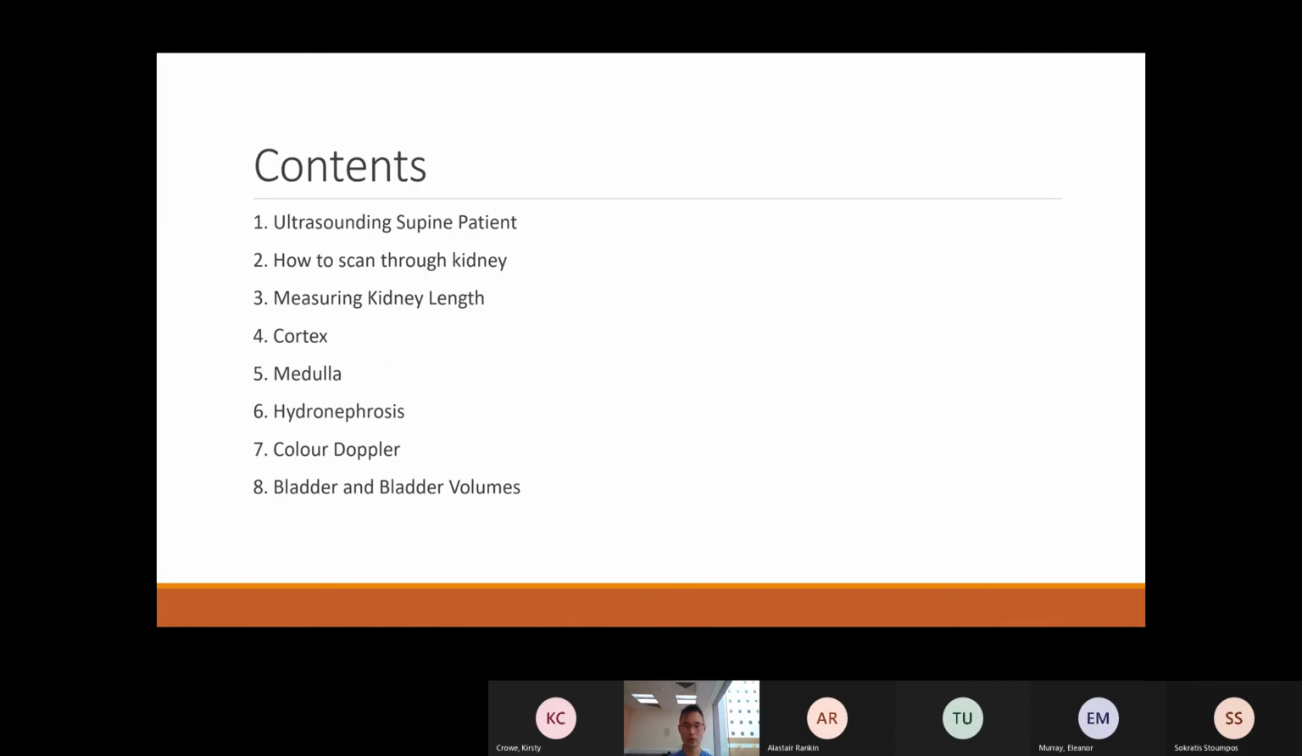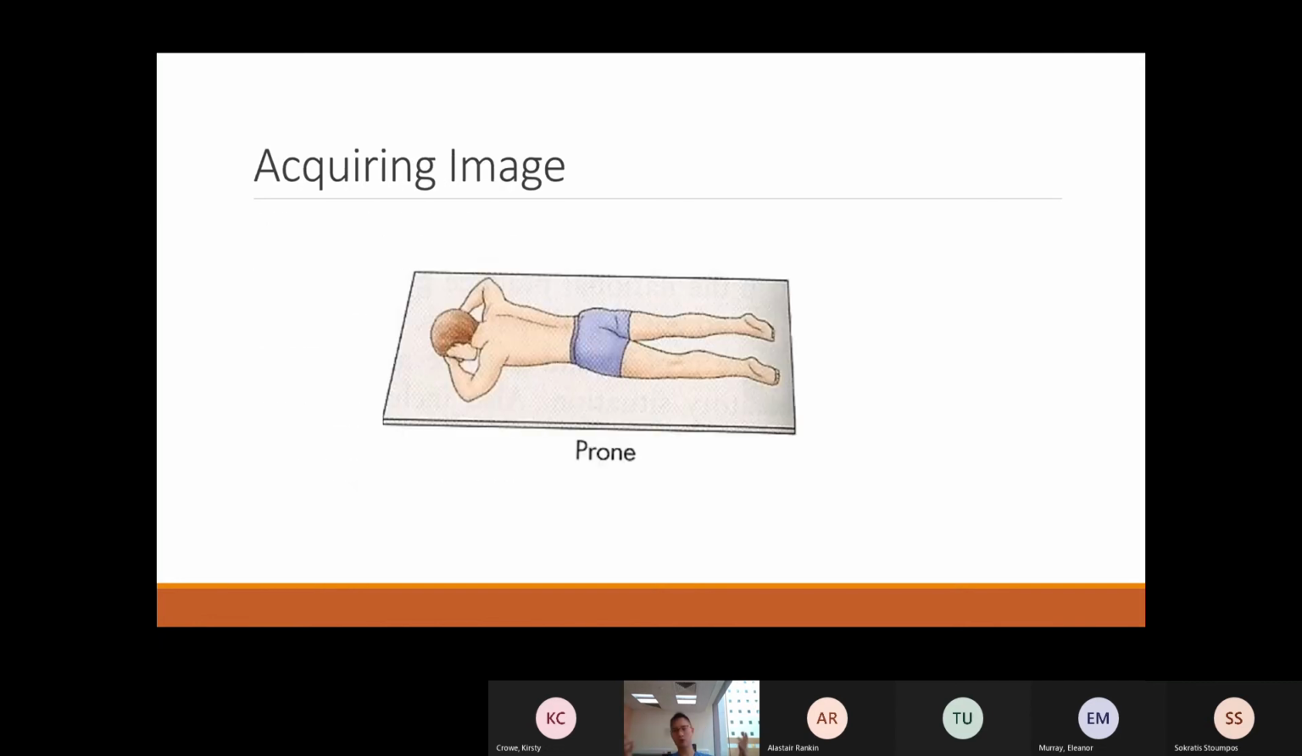So, start with how to acquire an image in a patient. So we as renal registrars are very used to getting kidney images in prone patients in the context of kidney biopsy. This means that we have the whole access to the back to look for the kidneys. Now, oftentimes this may not be practical to do in other settings outside of biopsies.